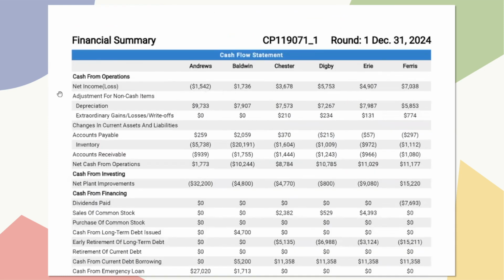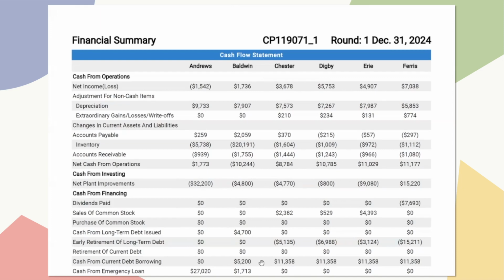The question you're asking here is, did they make plant improvements? And if so, did they finance those improvements? To answer that question, we're looking at this net plant improvements line, where we can see that Andrews invested over $32 million into their plant. Okay, did they finance those improvements? Looking down the cash flow statement, we see that Andrews borrowed $0. On the other hand, Baldwin took on a smaller investment, almost $5 million in plant improvements. But looking down their financing, they effectively financed those decisions by borrowing long-term debt and also some cash from current debt.